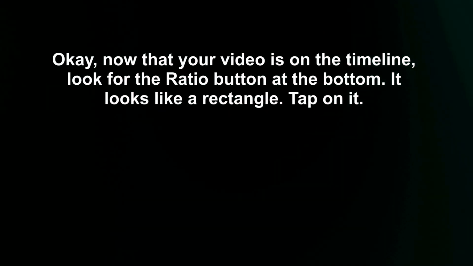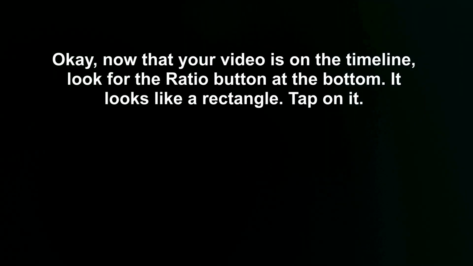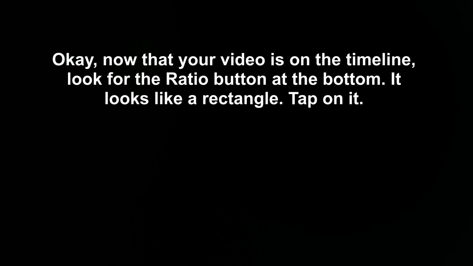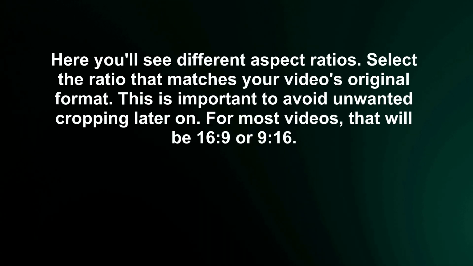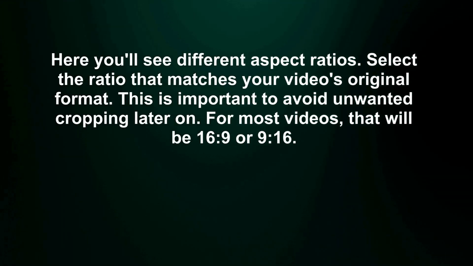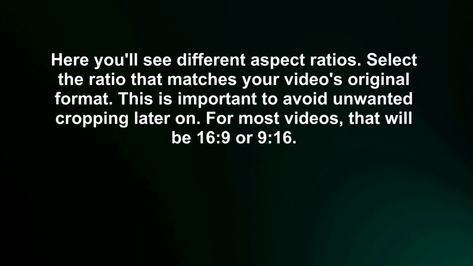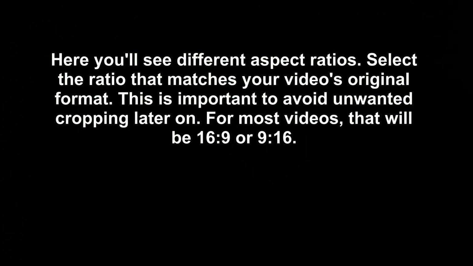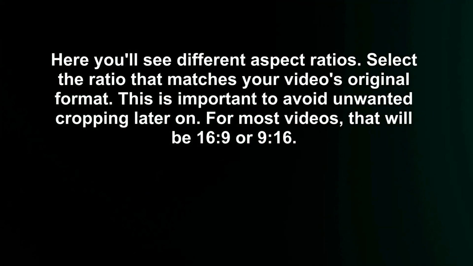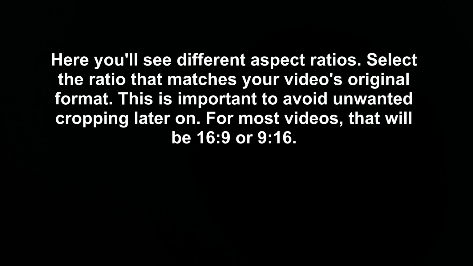Okay, now that your video is on the timeline, look for the ratio button at the bottom. It looks like a rectangle. Tap on it. Here you'll see different aspect ratios. Select the ratio that matches your video's original format. This is important to avoid unwanted cropping later on. For most videos, that will be 16:9 or 9:16.